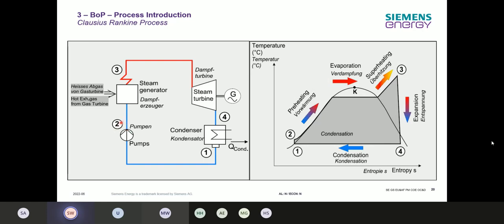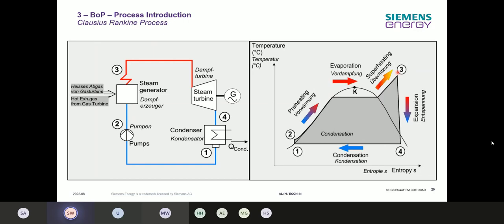Here are just the pumps, then getting into the steam generator, and in the steam generator first in the economizer preheating is happening, then the water is getting into the drum. From the drum, it's getting into the evaporator, back into the drum for separation, and then going further into the superheater for superheating. So these 3 steps are happening within the boiler.